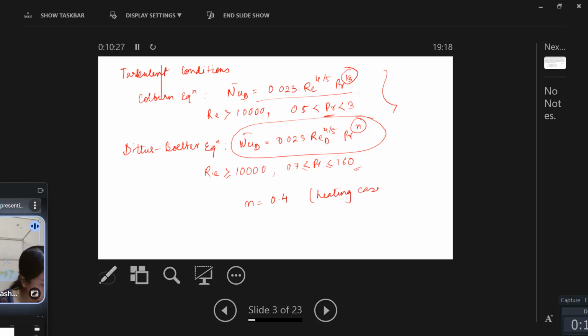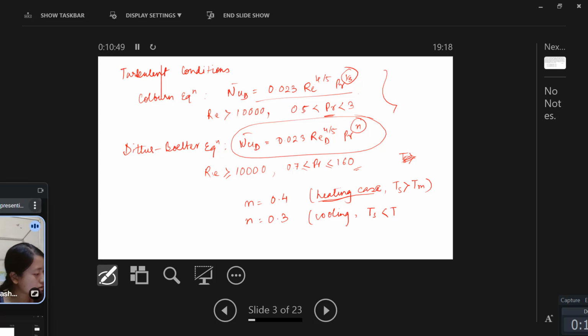Sir has given Ts greater than Tm. That means the surface temperature is greater than the mean temperature, which means that is the heating case only. And n is equal to 0.3 for cooling, when Ts is less than Tm. So this is very important. By seeing the question, one should be able to tell which n should be used.